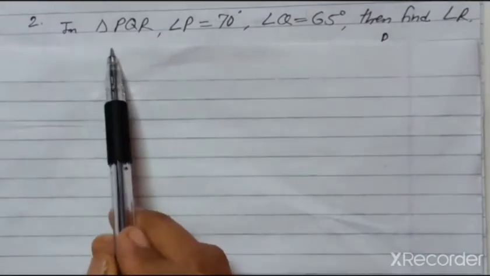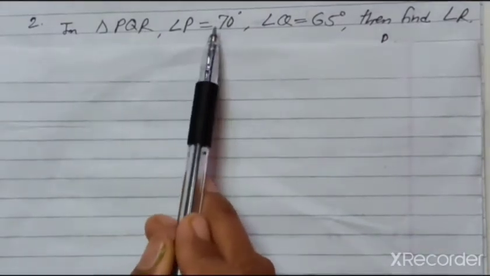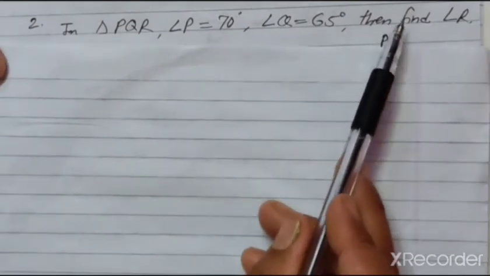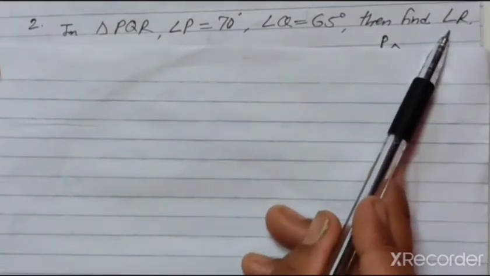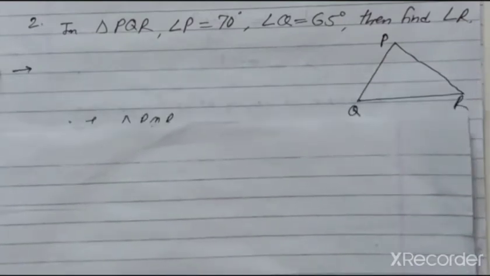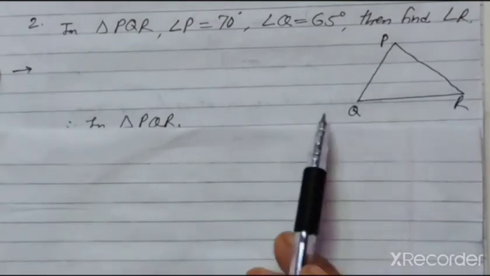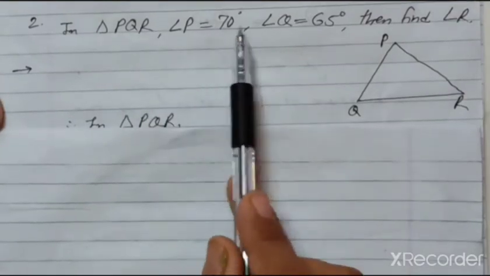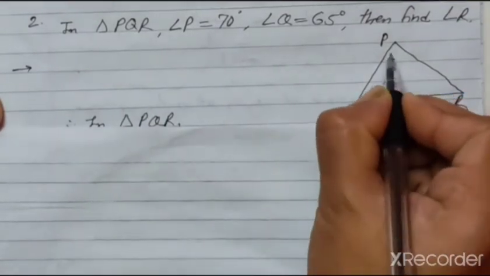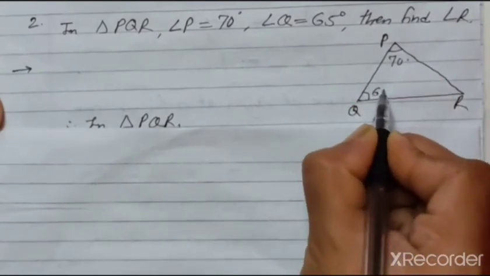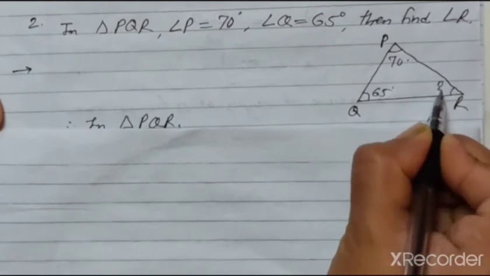Question number 2. In triangle PQR, angle P is equal to 70 degrees, angle Q is equal to 65 degrees. Then find the measure of the third angle, angle R. Here the diagram is not given, so let us first draw any triangle whose name is PQR. Substitute these given values in this triangle. So angle P is 70, angle Q is equal to 65. Here we have to find out this measure.